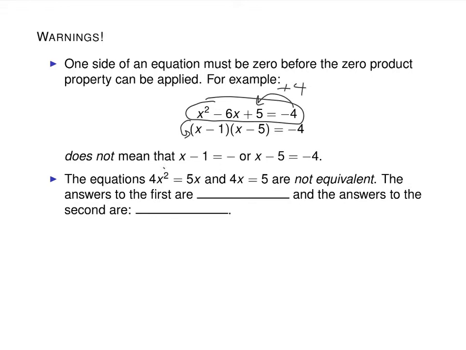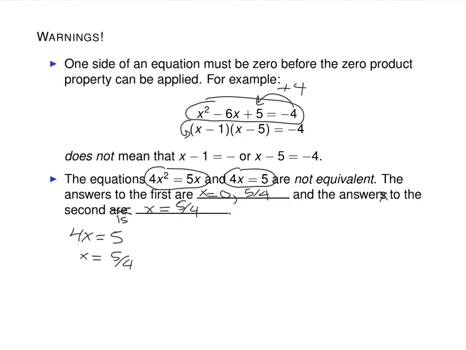And the other thing is that this equation and that equation are not the same thing. So we just solved the first equation in the last example, didn't we? What answers did we get? x equals 5/4, right? If you just solved 4x equals 5, what answer do you get? Just 5/4. And I should have said the answer to the second equation is 5/4.